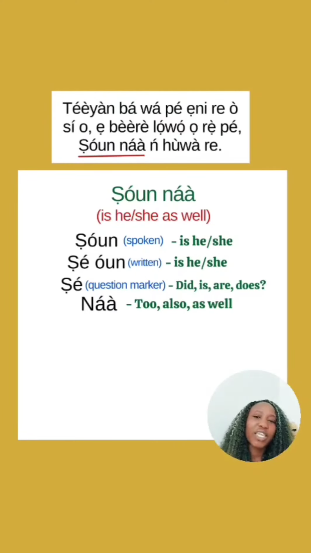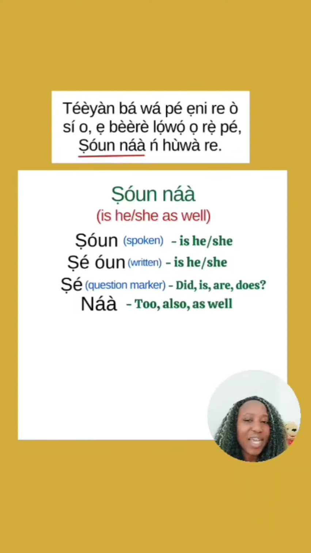So the next word there is òun. Òun in English means he, she, or it. It can also be ó, depending on how you use it in a sentence. For example, ó ti lọ, he has left. In that situation, you will not say òun ti lọ. It's not wrong, it's just weird, and it's not used like that. Most of the time you would hear ó ti lọ. Ó ti jẹun, he has eaten. Like that. Okay?